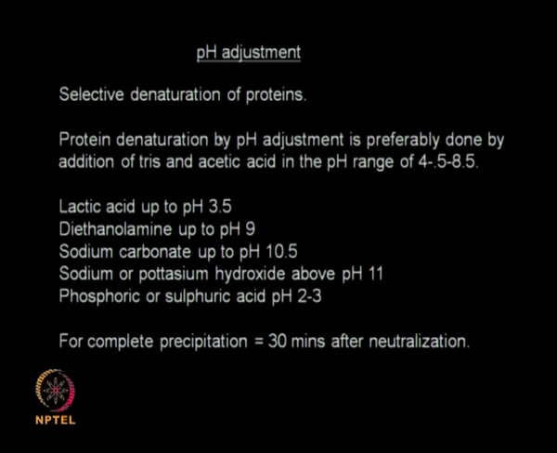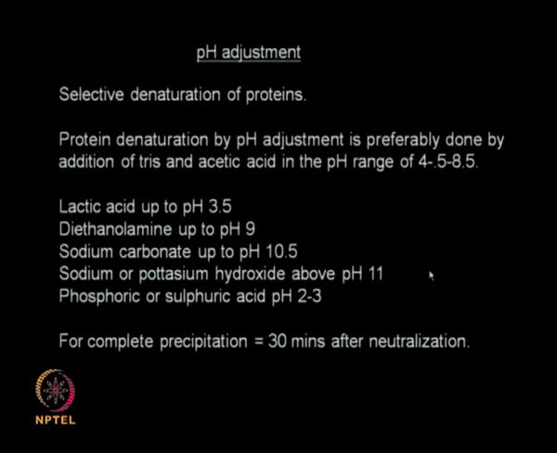So we can add acetic acid in the pH range of 4.5 going right up to 8.5, okay. We can add lactic acid up to a pH of 3.5. We can use diethanolamine especially in the alkaline pH. We can add sodium carbonate up to a pH of 10.5, sodium or potassium hydroxide going up to a very large pH, 11. We can add phosphoric or sulfuric acid at pH 2 to 3.